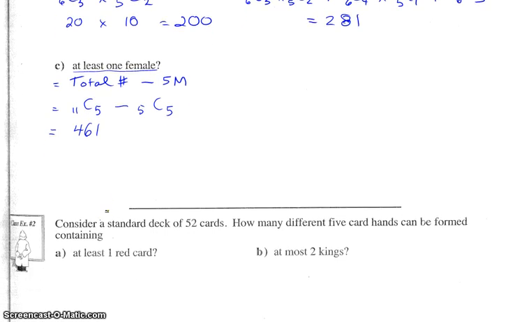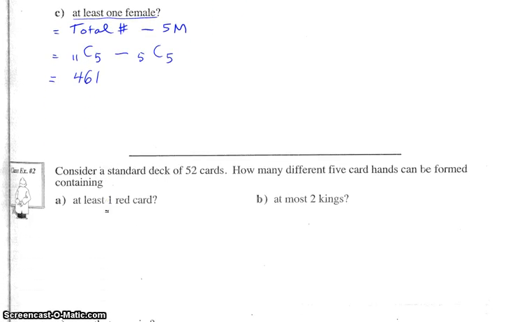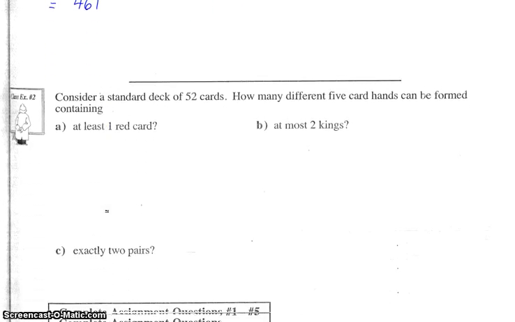Example number 2, consider a standard deck of 52 cards. How many different 5-card hands can be formed containing at least one red card? Okay, well, I'm going to let you guys try A and B on your own. If you need to look back at what the description of a deck of cards is, please do. I'll give you a little hint. At least one red card on a 5-card hand.